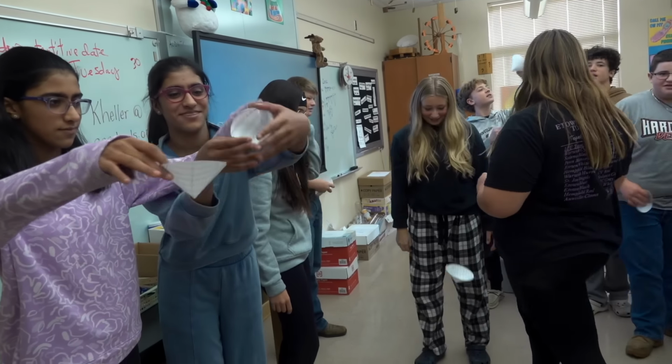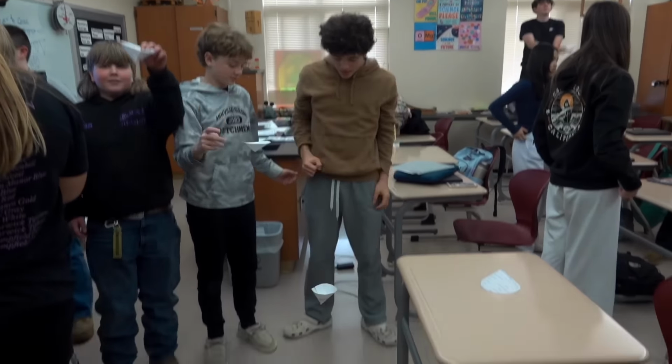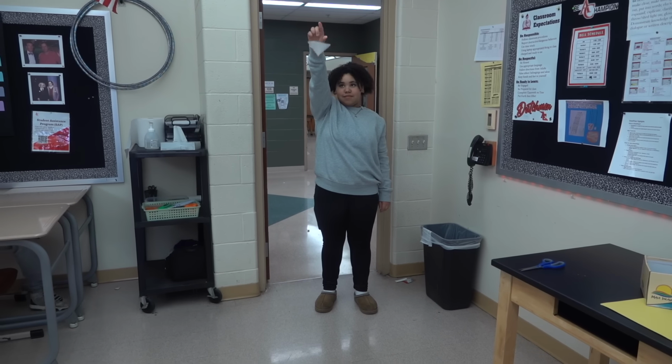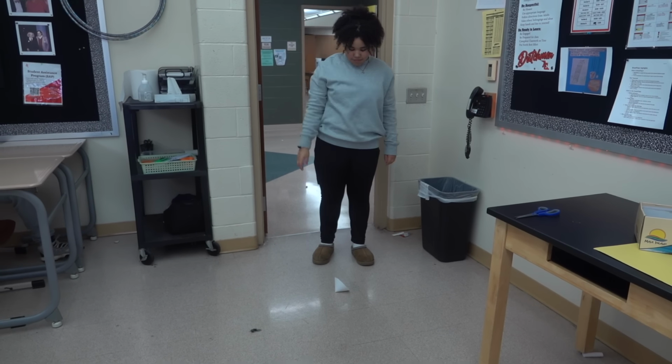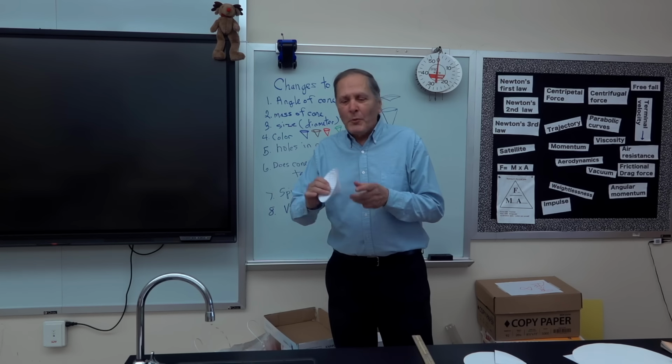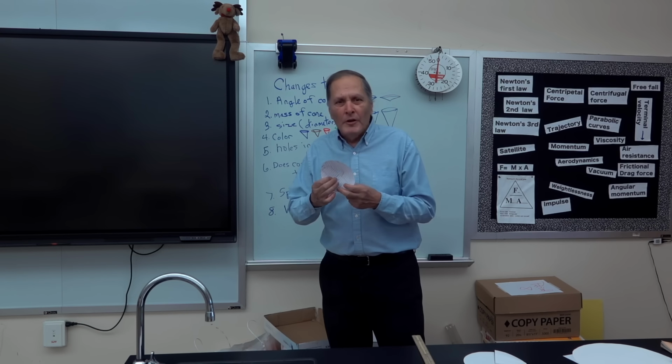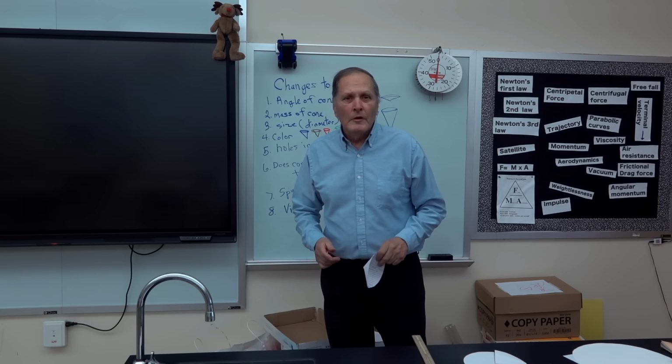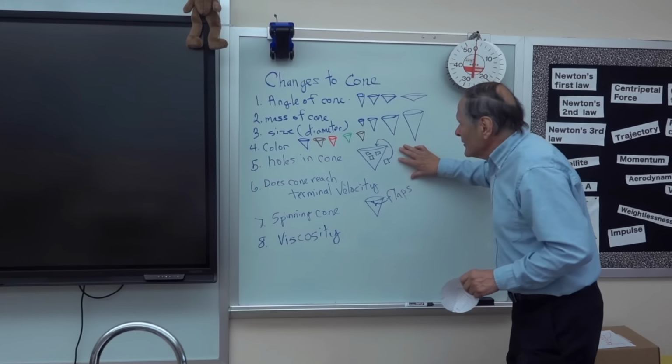Now it's time to drop them again and make additional observations. No more fluttering around, and the time becomes very consistent. So now my question is, what are some variables that I can apply to the cone that would make it fall either faster or slower? So I have my students come up with a list.